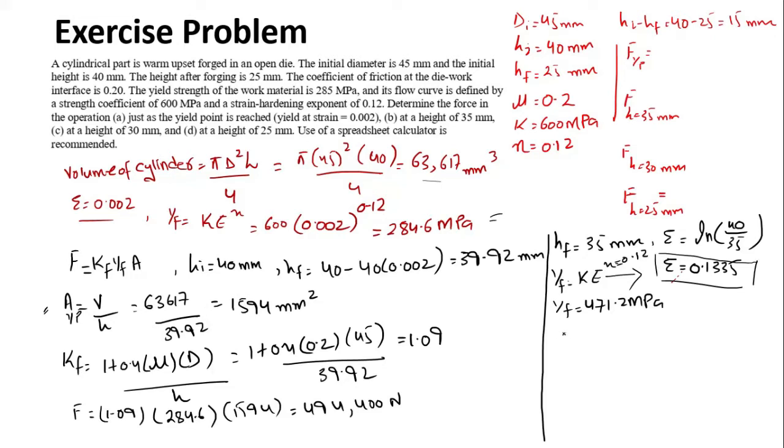Now, as the volume is constant throughout, so we have the same volume and the height, and we can find out the cross-sectional area at the height equal to 35. So we will have volume, that is 63617, divided by the height, so it's equal to 1818 millimeter square.